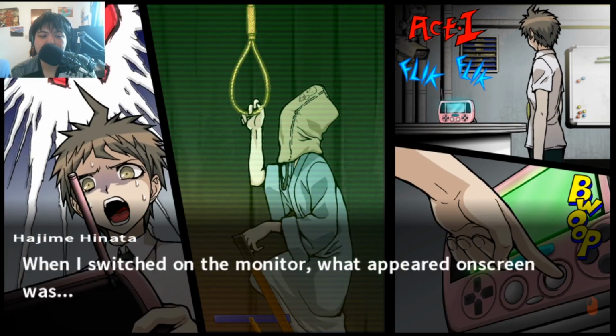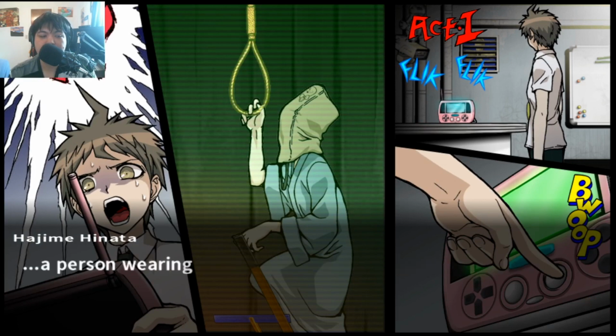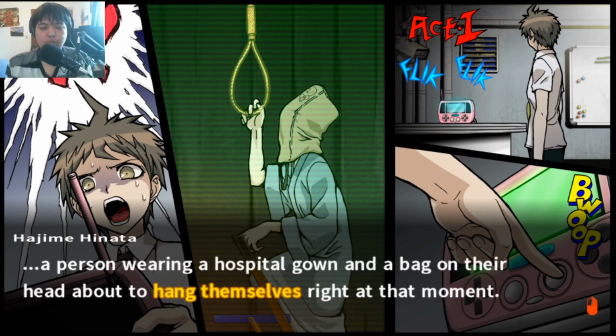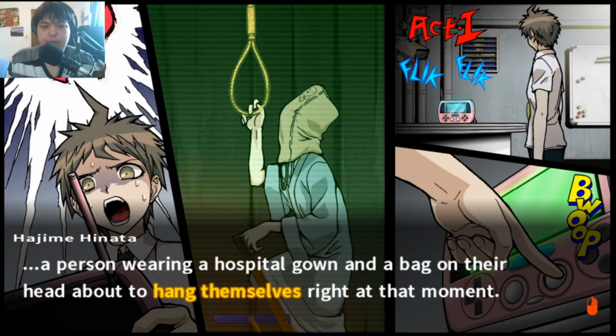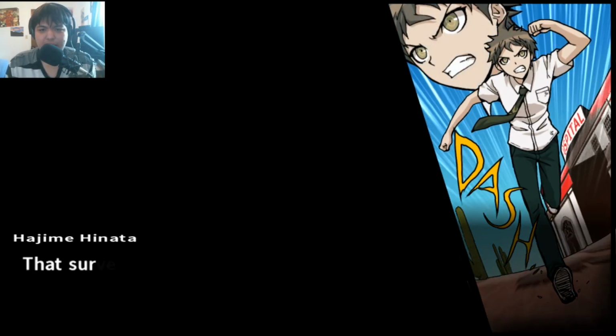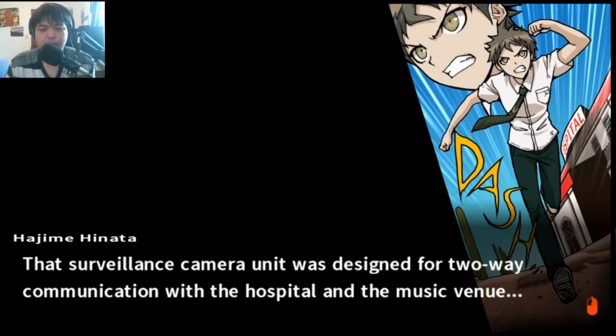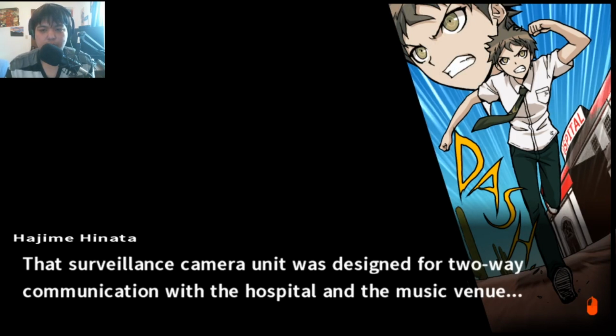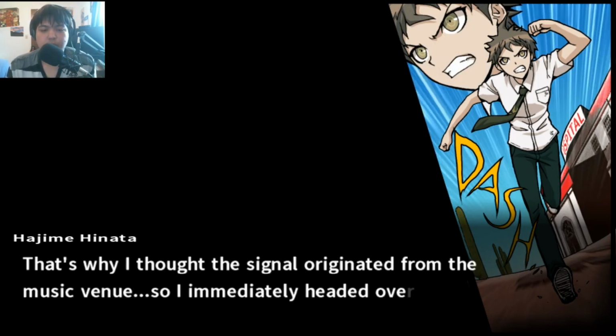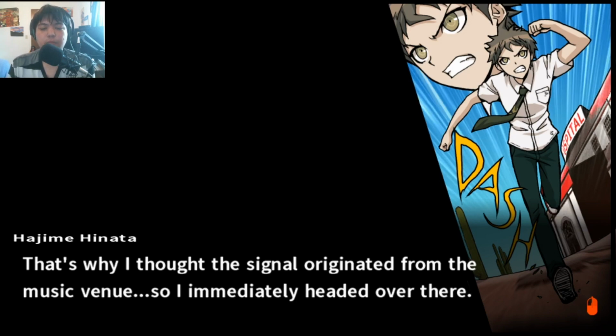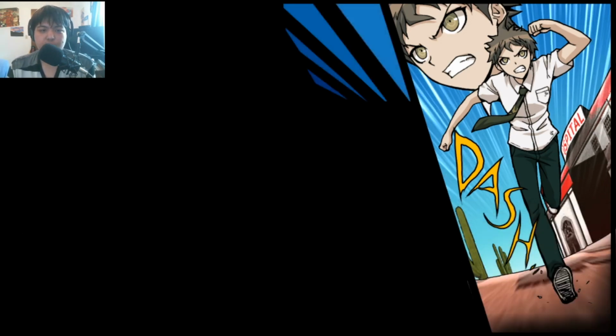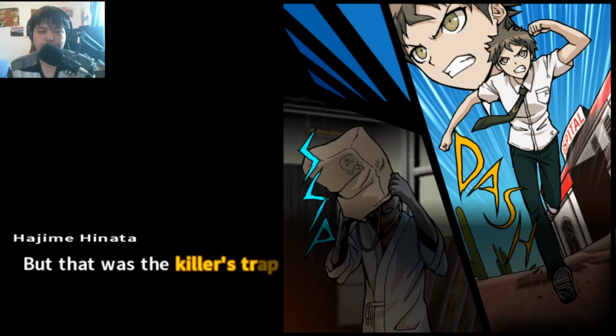When I switched on the monitor, what appeared on screen was a person wearing a hospital gown and a bag on their head about to hang themselves right at that moment. That surveillance camera unit was designed for two-way communication with the hospital and the music venue. That's why I thought the signal originated from the music venue, so I immediately headed over there. That was the killer's trap.